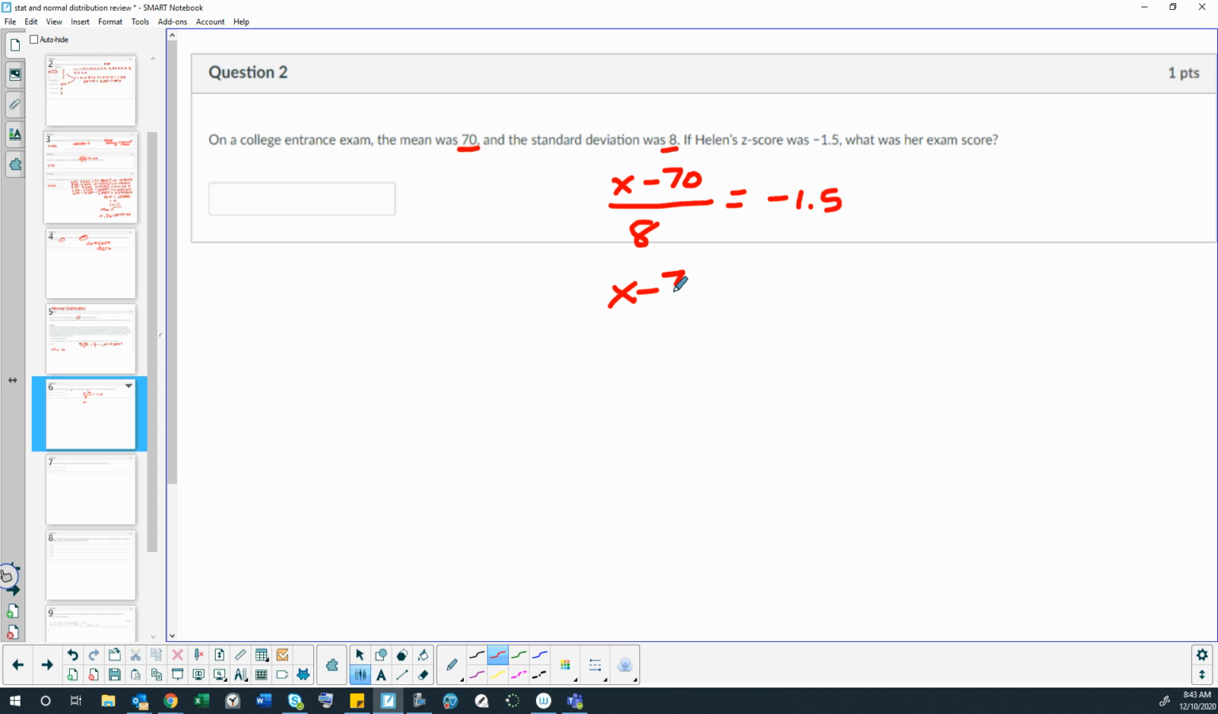I'm going to cross multiply. x minus 70 equals 8 times negative 1.5. So we get a negative 12. Now I'm going to add the 70 to each side, and x should equal 58. So if we plug that back in, 58 minus 70, we would have negative 12. Negative 12 divided by 8 would be our negative 1.5. So the score with a z-score of negative 1.5 would be 58.